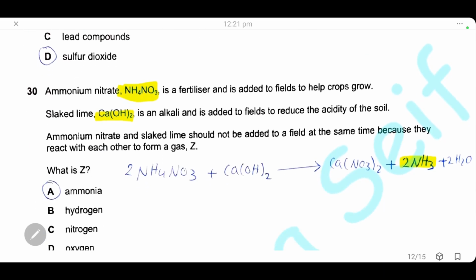Question 30. Ammonium nitrate is a fertilizer added in the field to help the crops grow. We have also slaked lime, which is added to reduce the acidity of the soil. Ammonium nitrate and slaked lime should not be added together to the field because they react to form a gas Z. What is Z? To know what Z is, we will write the equation for the reaction between ammonium nitrate and calcium hydroxide. The reaction will produce calcium nitrate, water, and ammonia gas. So the gas Z is ammonia, and the answer is A.